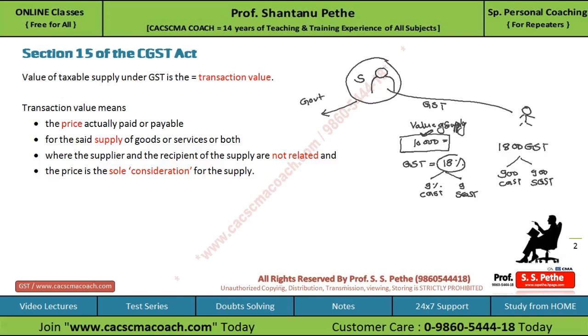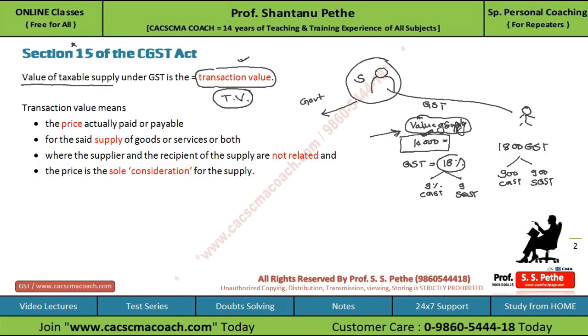So with this example, you can understand the importance of value of supply and on which you have to apply the GST rate. In this chapter, we are going to discuss how to find out the value of supply. As per section 15 of the CGST Act, the value of taxable supply under GST means the transaction value. So first thing is quite clear from section 15.